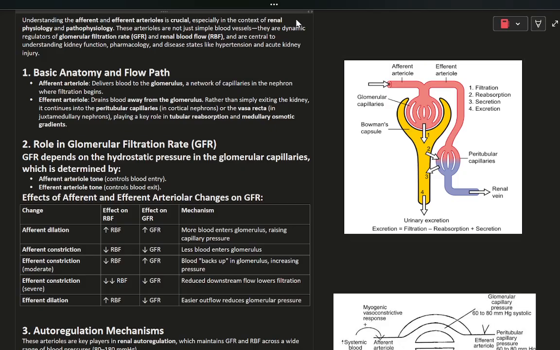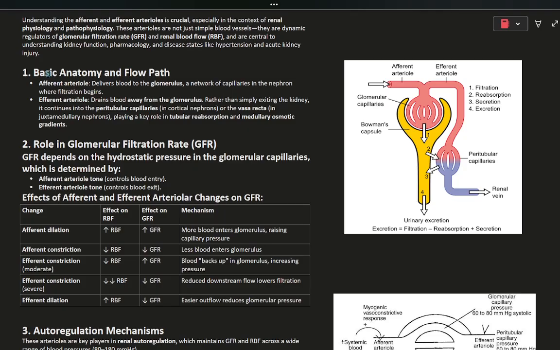In this video, I'm going to be explaining the difference between afferent and efferent arterioles. So why bother learning about the difference? Well, it is important in the context of renal physiology and pathophysiology. And they are not just your typical blood vessels. They are actually dynamic regulators of glomerular filtration rate and renal blood flow. So they are central to understanding kidney function, pharmacology, and disease states like hypertension and acute kidney injury.